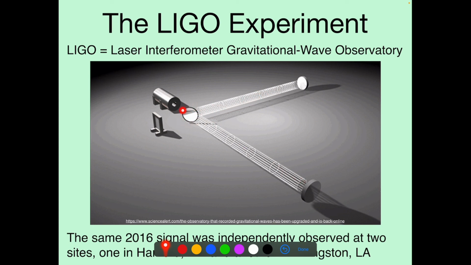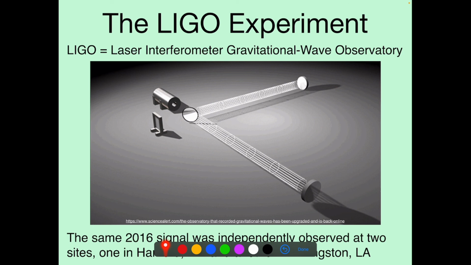And then it comes back to the beam splitter where the beams can combine and we can detect the intensity of that beam that comes back using this detector here. So under normal circumstances, when the beams recombine, they will be completely out of phase. So they'll essentially cancel each other out and we won't see any intensity here.